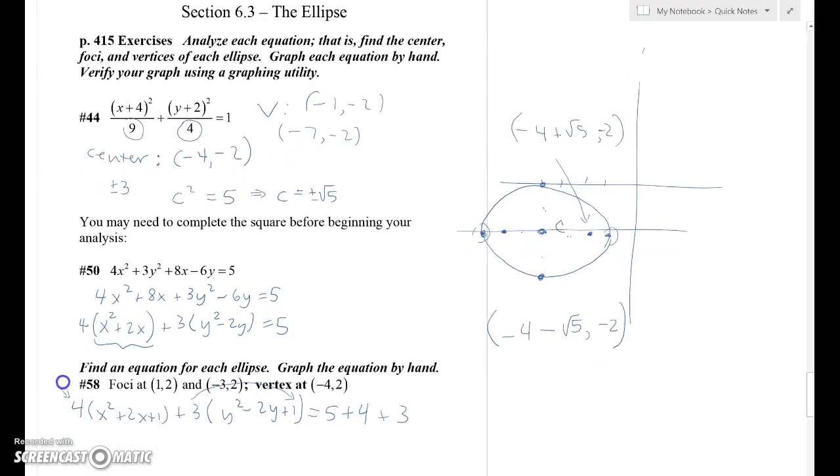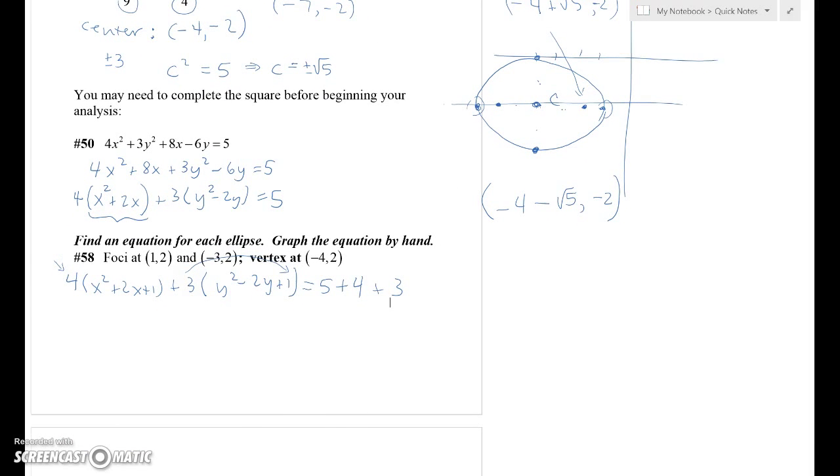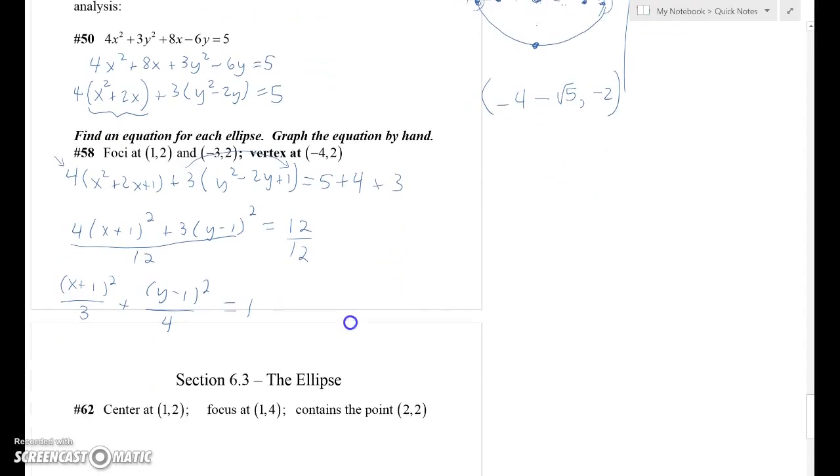So make sure you're really careful about how much you're actually adding when you complete the square there. So now I'm going to have 4 times (x plus 1) squared plus 3 times (y minus 1) squared equals 12. Now I am going to divide both sides by 12 because I need a 1 on the right to be in standard form. So I'm going to have (x plus 1) squared over 3 plus (y minus 1) squared over 4 equals 1. So I can see that this ellipse is going to be larger in the vertical direction, in the y direction, the way the y-axis goes.